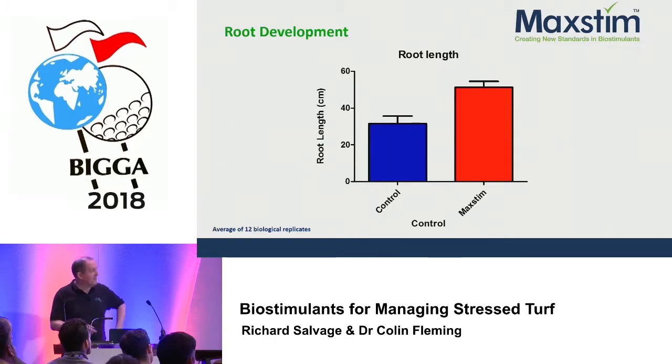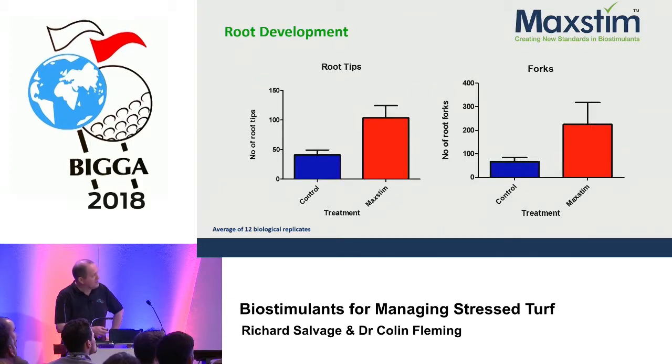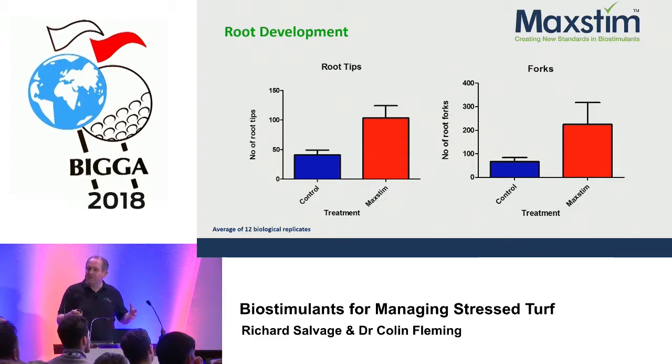And just to show you some of the data, this is root length. This is actually on ryegrass, Lolium perenne, and you can see there's a significant increase in root length. We also see major changes in root morphology, and you can see here the number of root tips increases, as do the number of forks. So we're seeing massive changes in the root structure. In some cases, this will be beneficial, but in other cases, there could be issues. And that's why we need to understand the underlying biochemistry and genetics behind these changes.